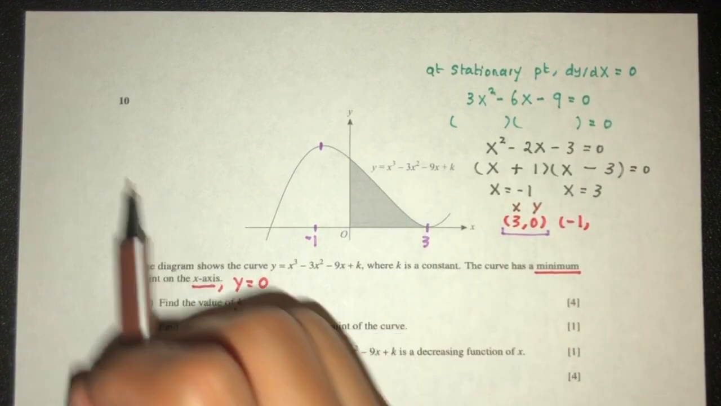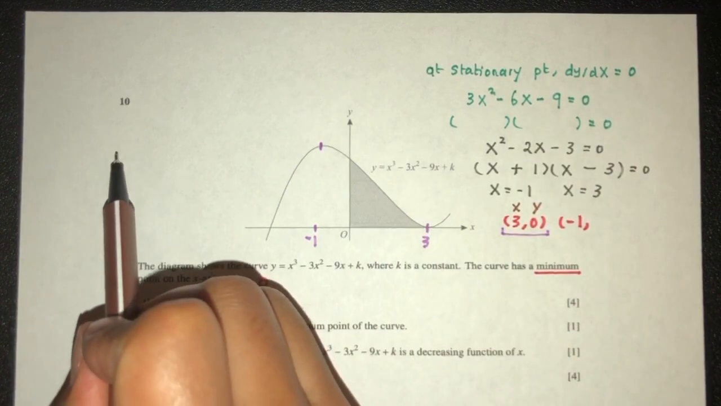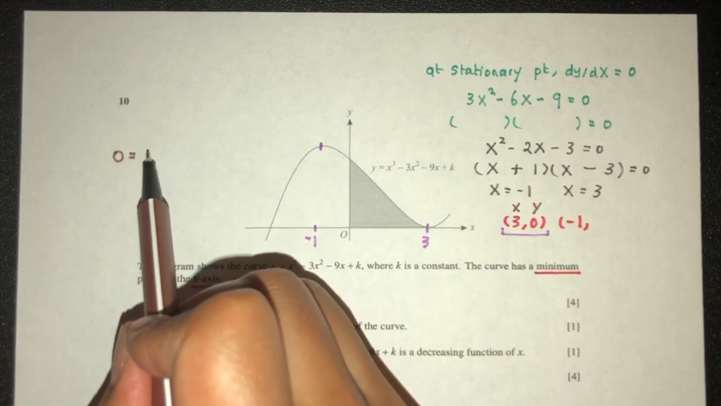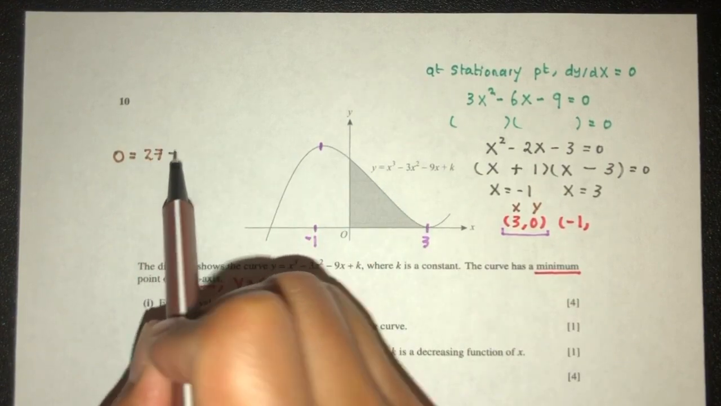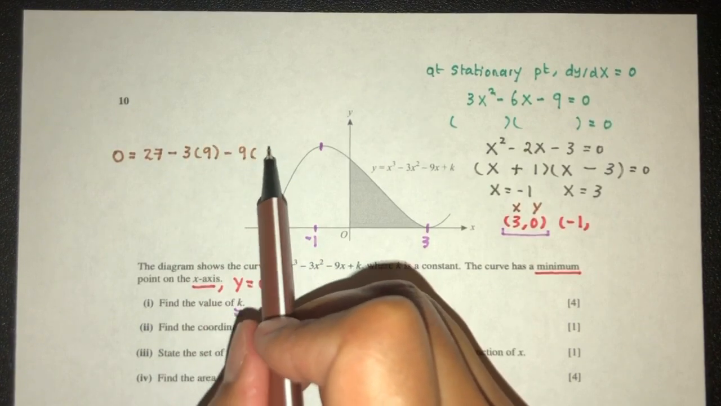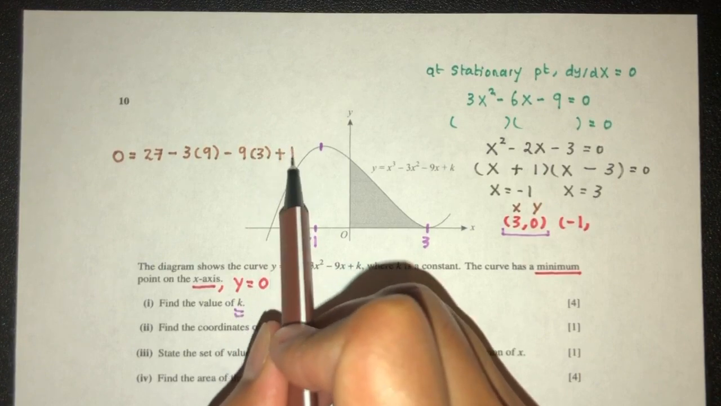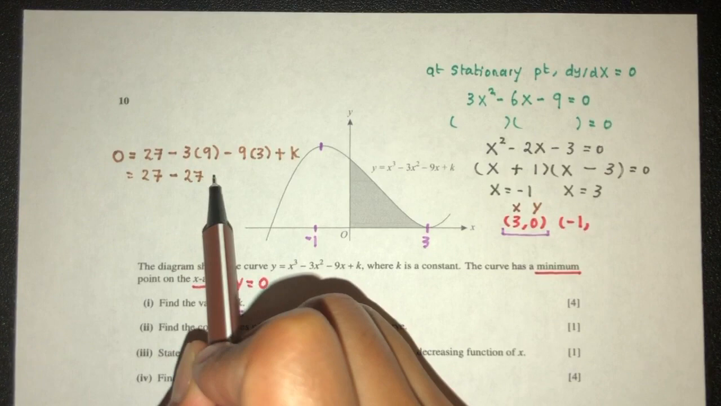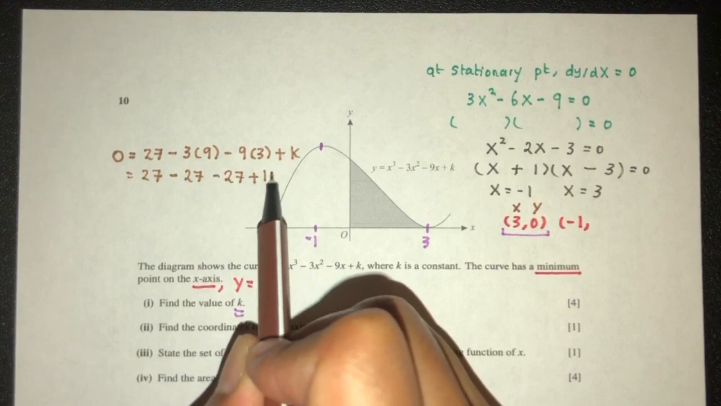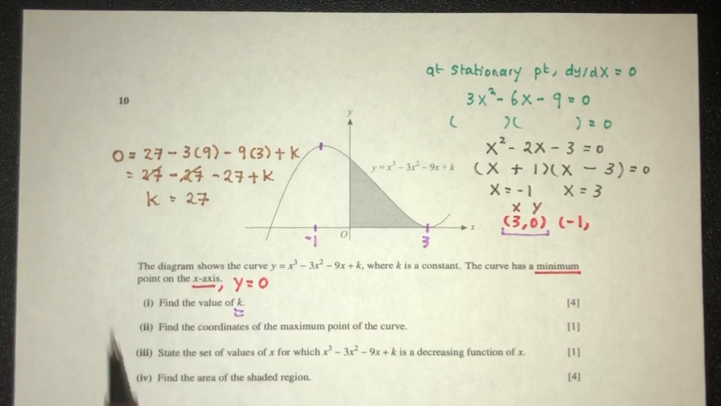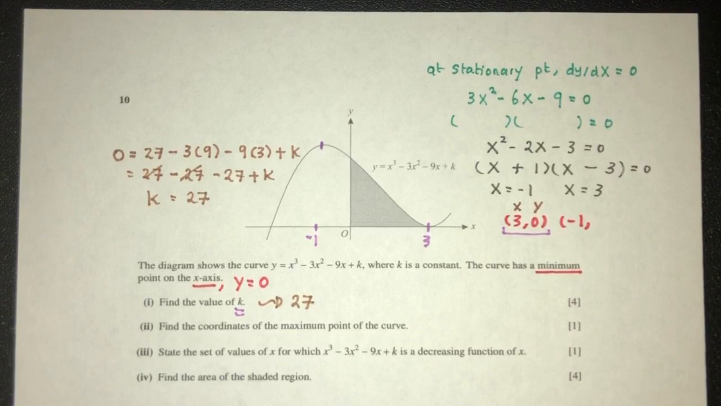So replace in the equation we have here: y should be 0, x is 3. That should be 3 to the power 3, which is 27, minus 3 times 9, minus 9 times 3, plus k. So that should be 27 minus 27 minus 27 plus k. So k should be what? This cancels out, k should be 27. So the value of k will be 27. That is part 1 of the question.